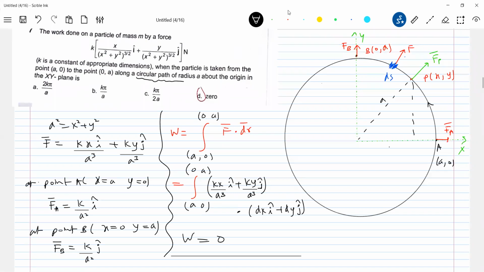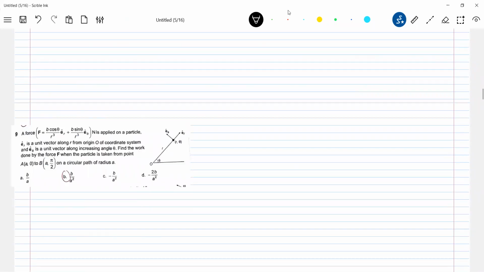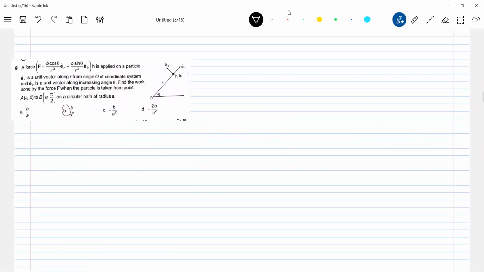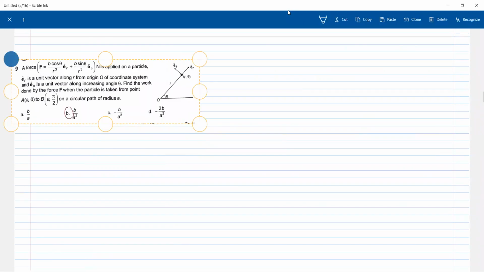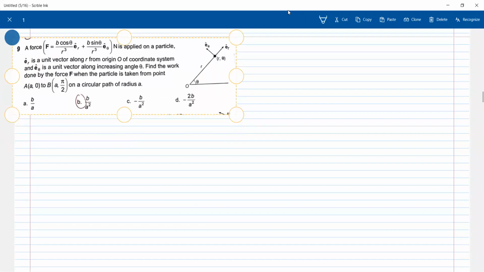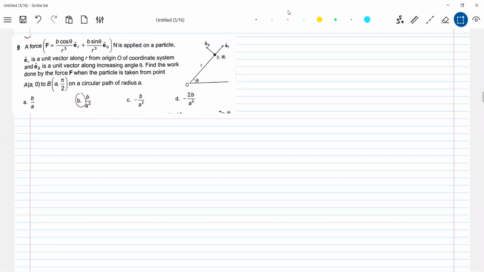I'll scroll down. Anybody taking a screenshot, take this one. Now I'm introducing one more force. He has given a diagram, he's really helping us a lot. He has mentioned that also.